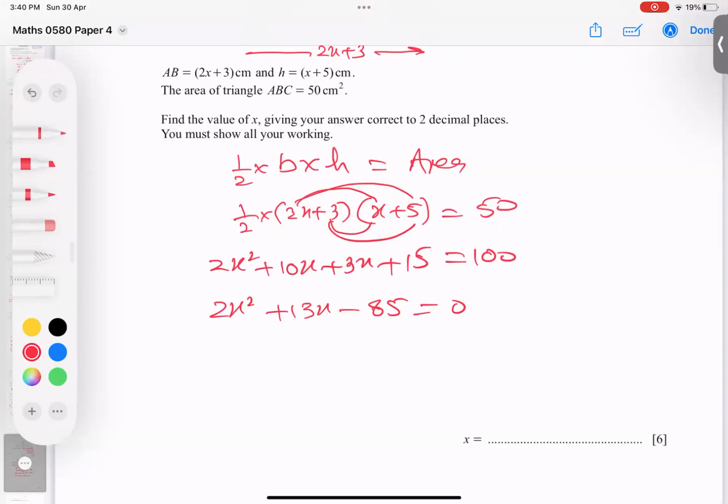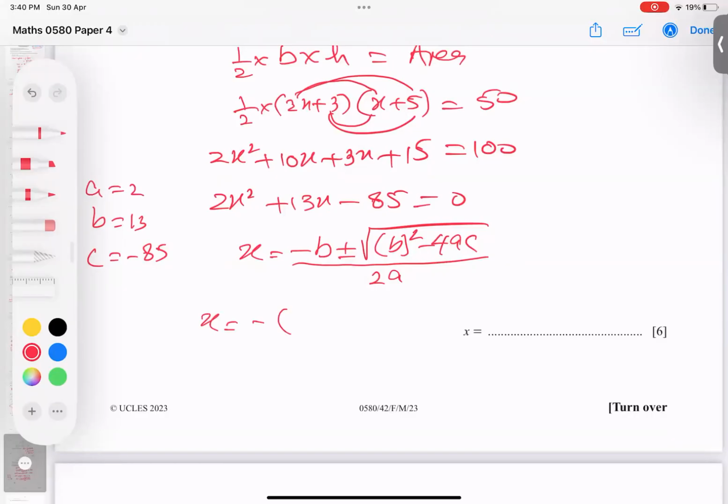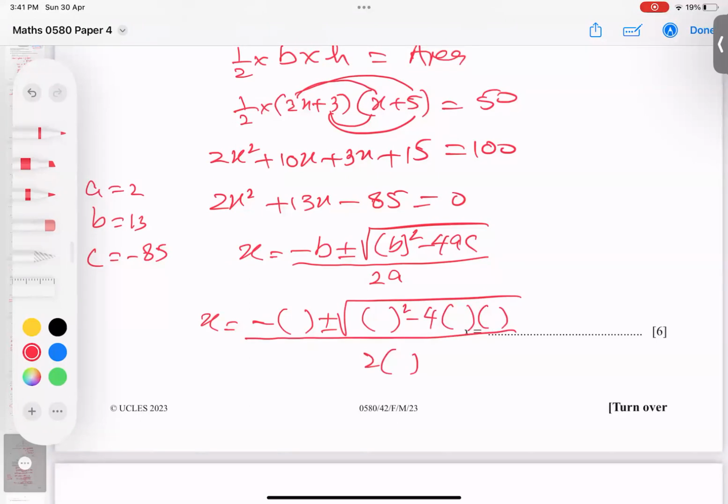He said to use the quadratic formula. What is the A value? 2. B value 13, C value minus 85. Quadratic formula: minus B. Some students don't know, so I'm writing the formula for them, or they forgot maybe. They must know because the exams are approaching. Minus B plus and minus square root of B squared minus 4AC over 2A. Please memorize this formula because it will be common in the exam. Two B's are there, so 13 here and 13 here. Two A's are there, so 2 here and 2 here. And C is minus 85.